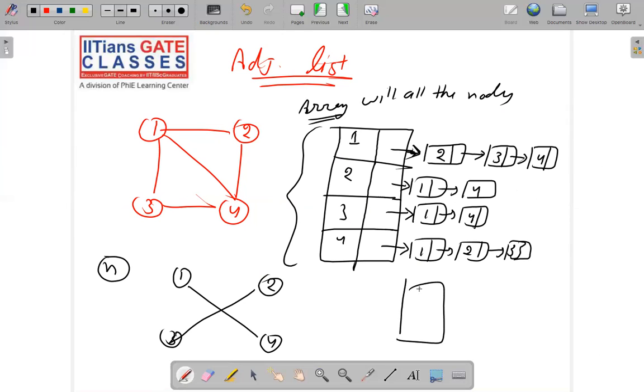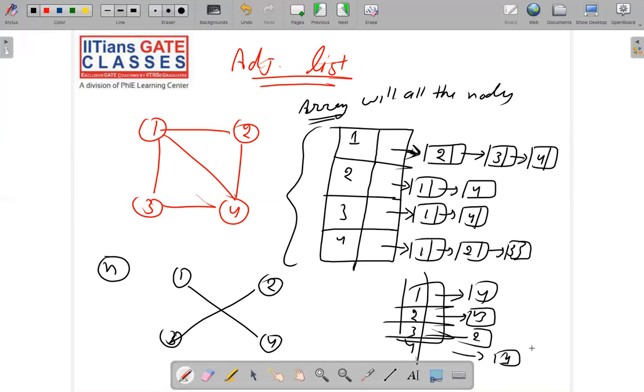You write 1, 2, 3, 4. And here you represent, against 1 you will write 4, against 2 you will write 3, against 3 you will write 2, and against 4 you will write 1. So this is a very simple method which you can use for adjacency.